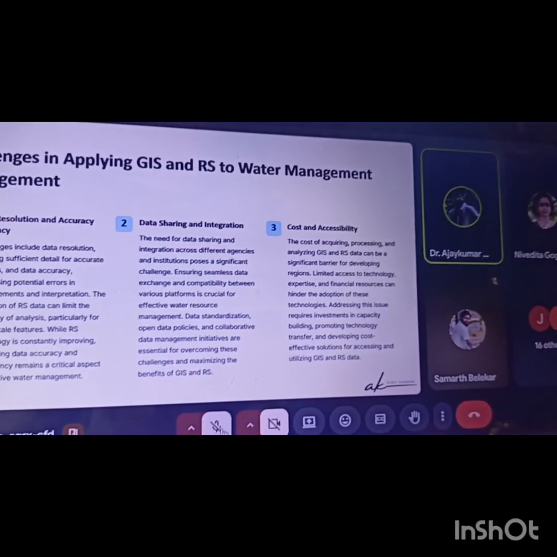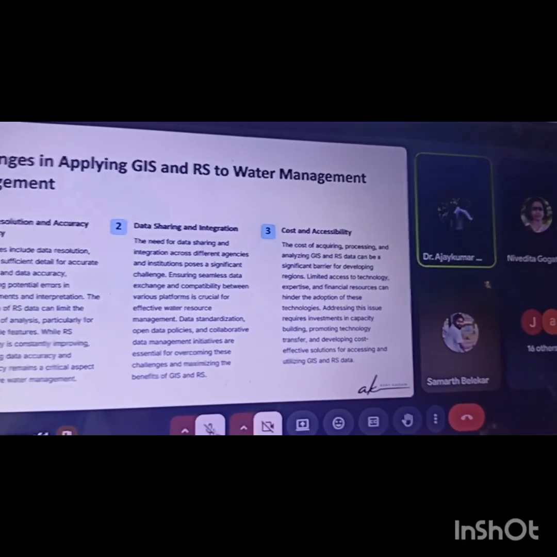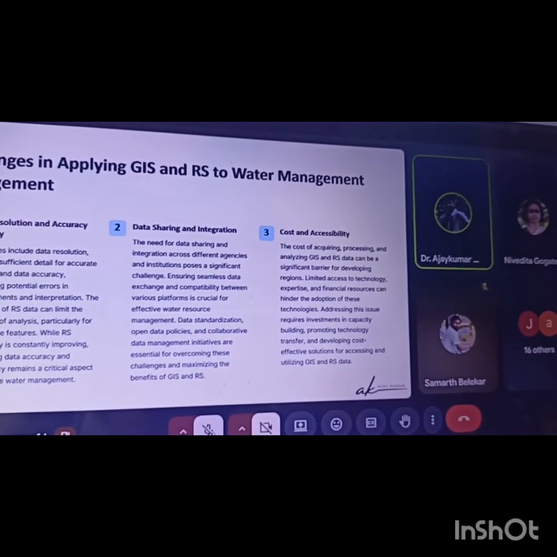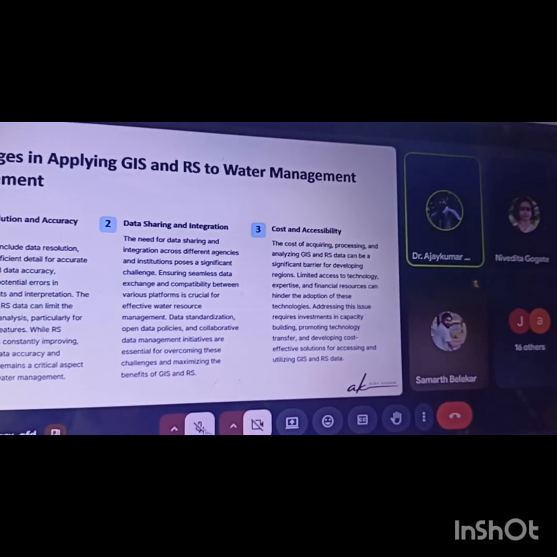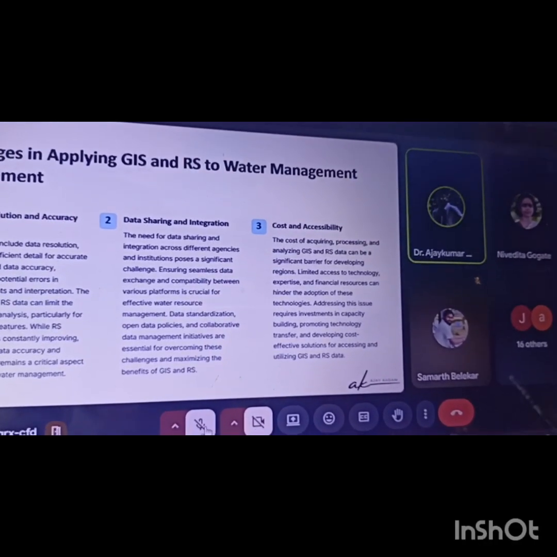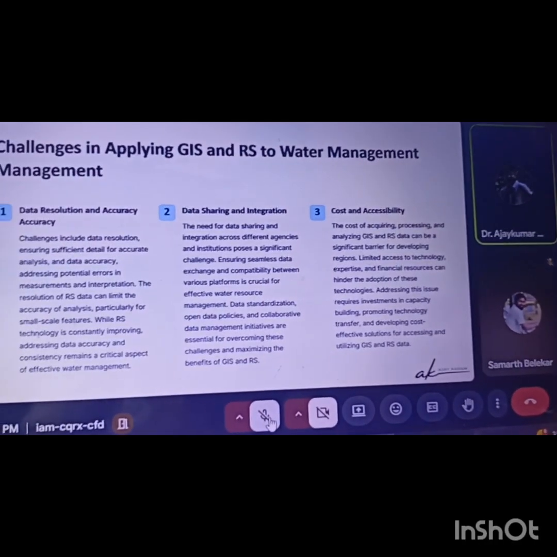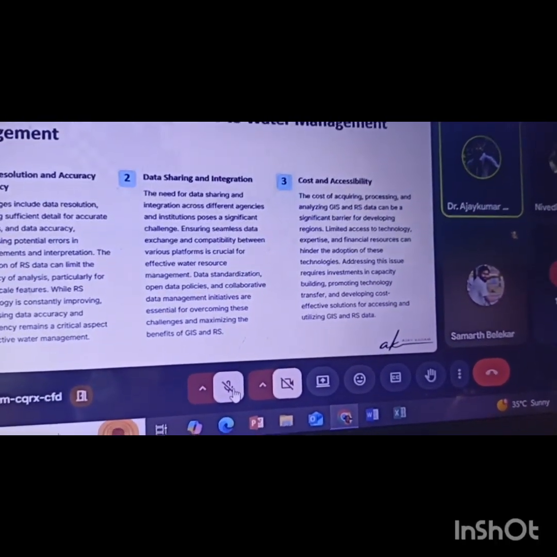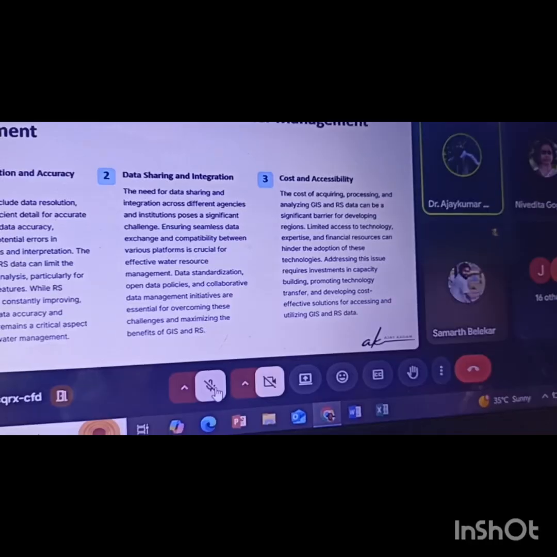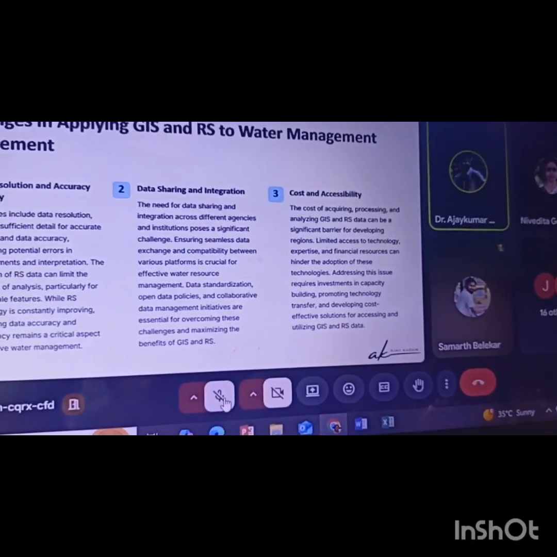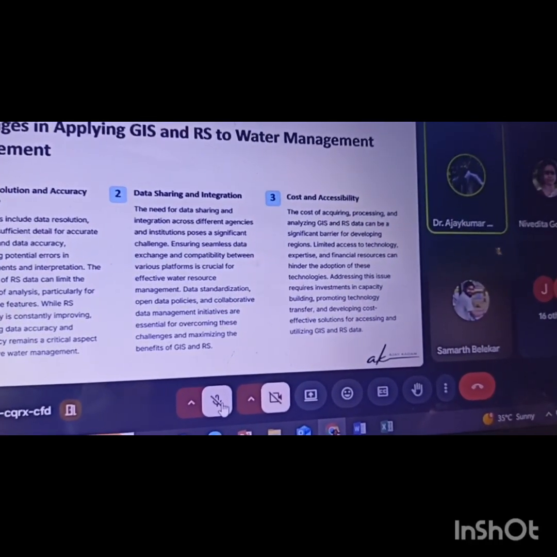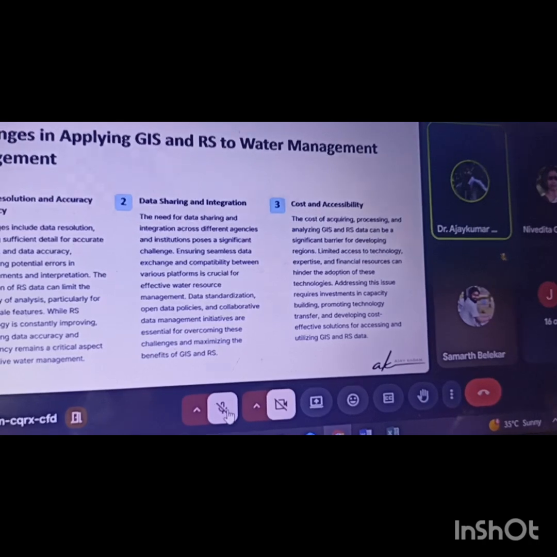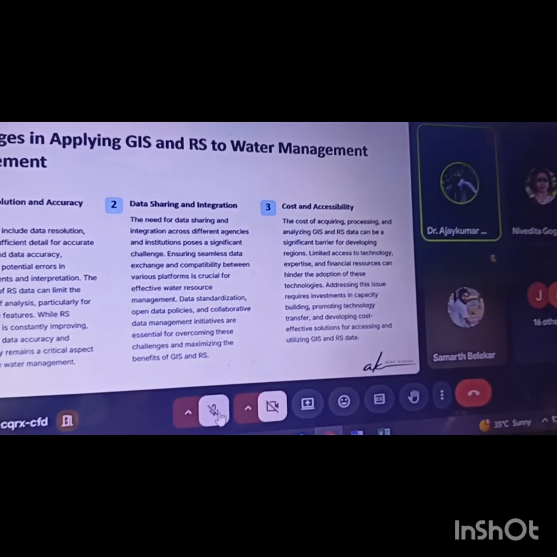So these problems come, and for that we go for interpolation or downscaling of the data. And downscaling we mainly do with random forest, MLR, and then AI and other methods. But those methods always create errors, and the accuracy will always get hampered. So that is a major challenge whenever we do GIS remote sensing analysis.